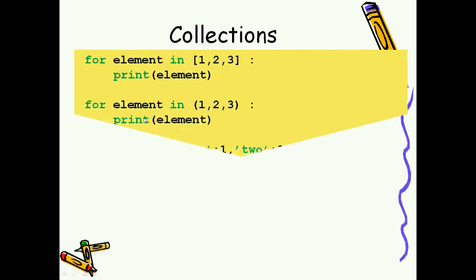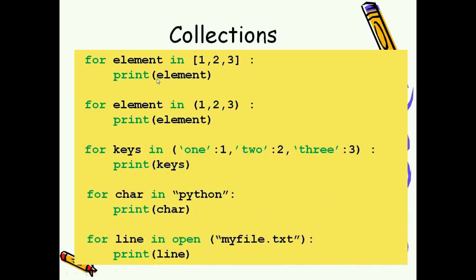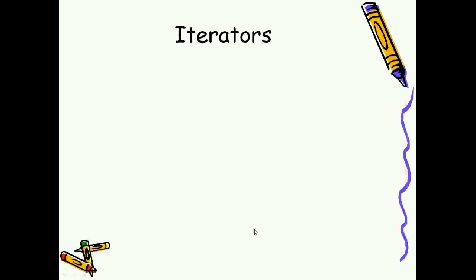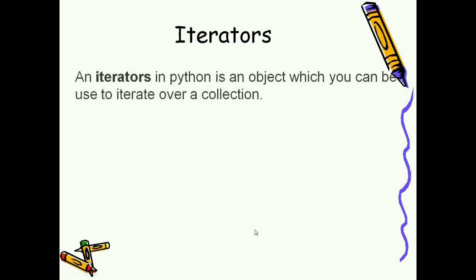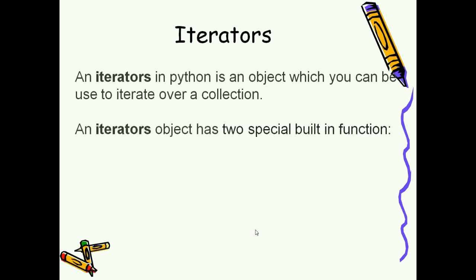Okay, so there are many types of collections which can be used with a for loop. These are called iterable collections. So we can see here that we are using a for loop to iterate over a collection. All these for loops internally are using iterators. So what are iterators? An iterator in Python is an object which can be used to iterate over a collection. An iterator object has two special built-in functions.